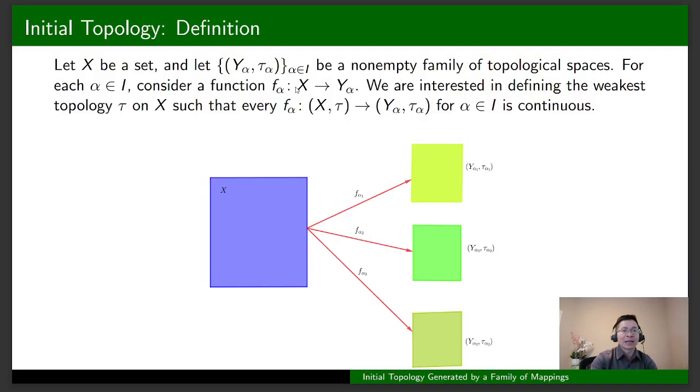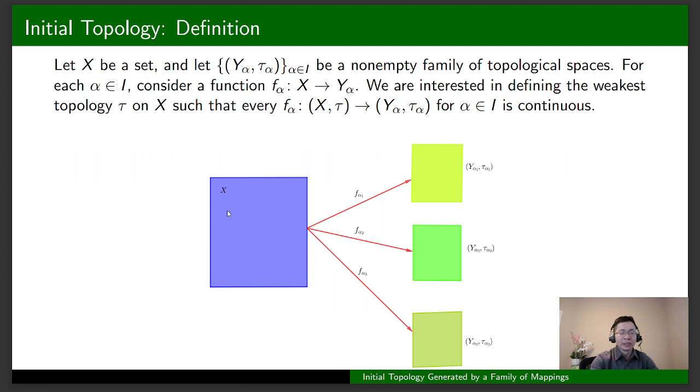Let X be a set and let (Y_alpha, tau_alpha) be a non-empty family of topological spaces. For each alpha in I, we consider a function f_alpha from X to Y_alpha. So over here, this is X and these are spaces Y_alpha. We are interested in defining the weakest topology tau on X such that every function f_alpha from X with topology tau to Y_alpha with topology tau_alpha for alpha in I is continuous.